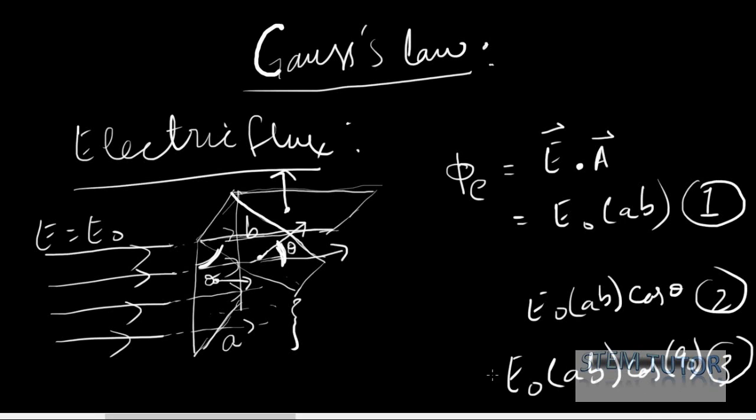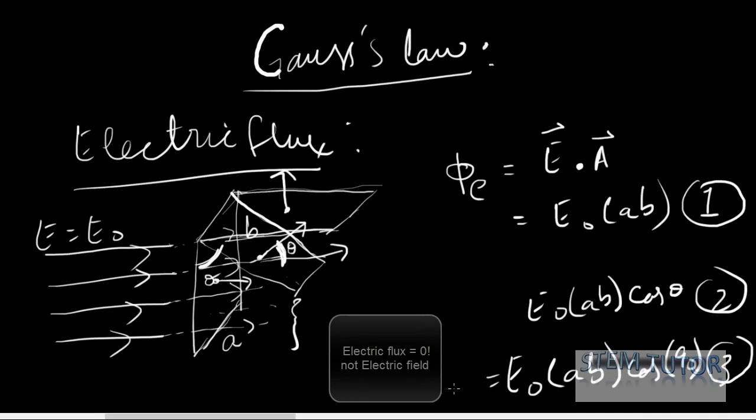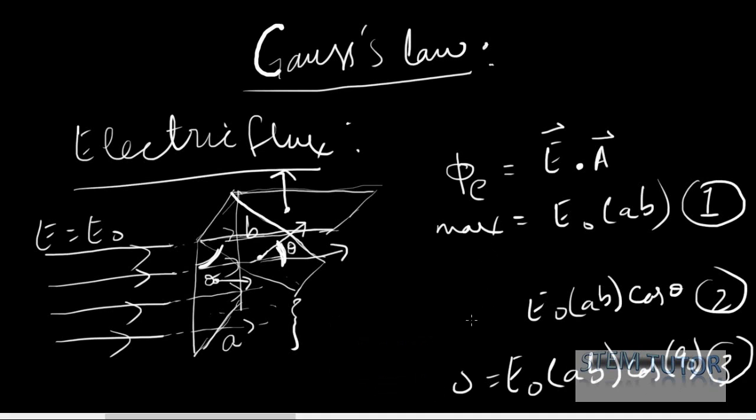So the electric flux for the third case is 0, and this one is maximum, and this one is somewhere in the middle. And this is 0. So this is how electric flux is defined through a surface. Again, it's a measure of how many electric field lines are penetrating your surface.